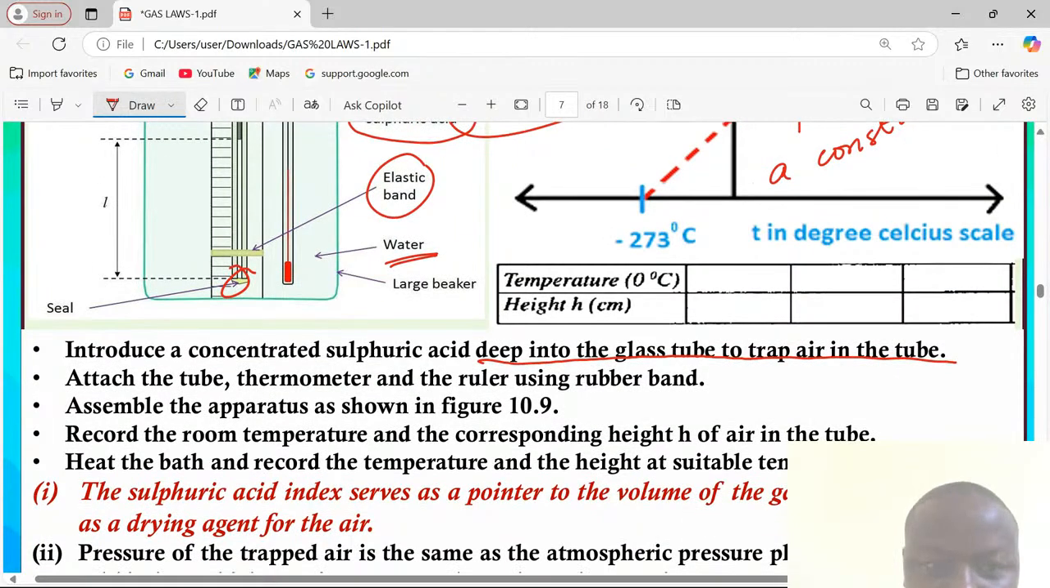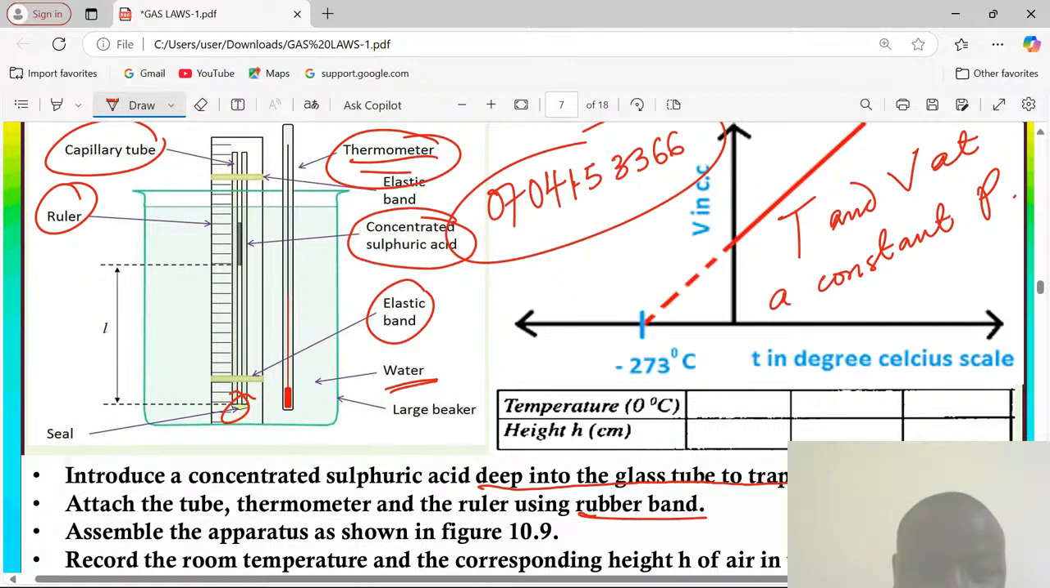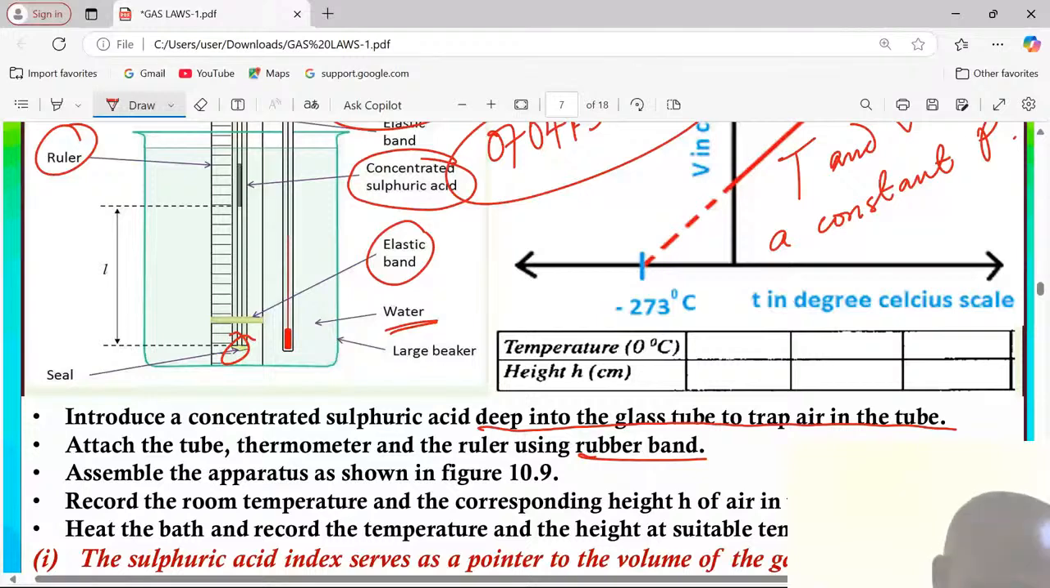Now attach the tube, the thermometer, and the ruler using a rubber band. So the thermometer and the ruler are together so that we may monitor the progress of the air in terms of temperature, and using the ruler, we can observe the length of the air column. Assemble the apparatus as shown. Now the setup is there. We have already discussed it.